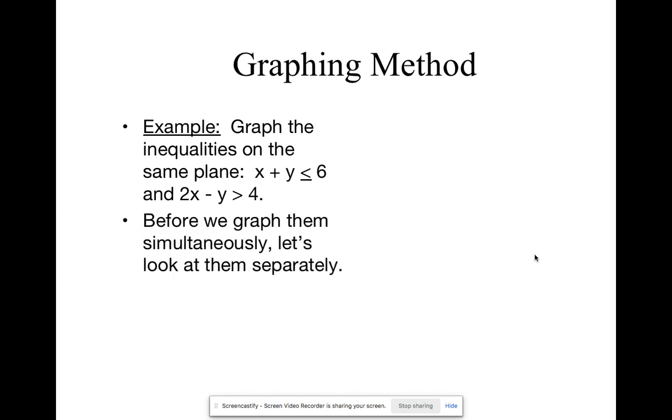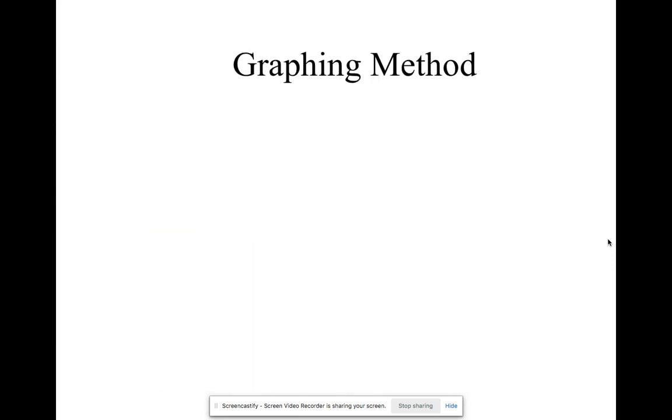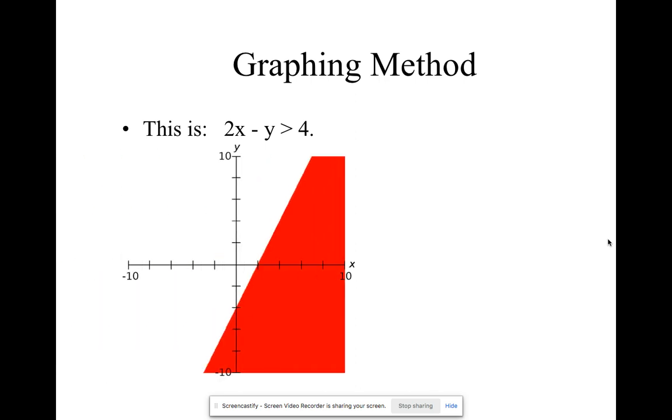The first thing we have to do, before we can graph them simultaneously, is look at them separately. Let's look at x plus y is less than or equal to 6 first. If we were to graph that and put it into y equals mx plus b form, we would have a plus 6 and then down 1 over 1 for our slope. And so we're going to get a graph like this. Now, let's look at what happens when we graph 2x minus y is greater than 4. We're going to get something like that, right?